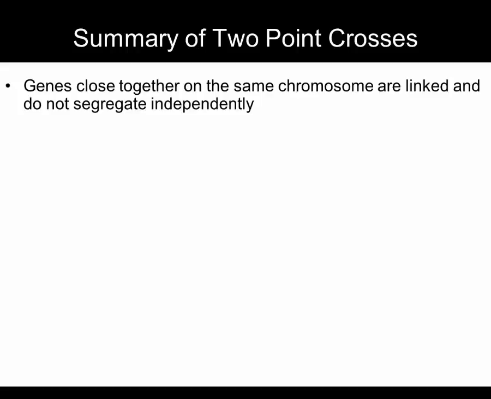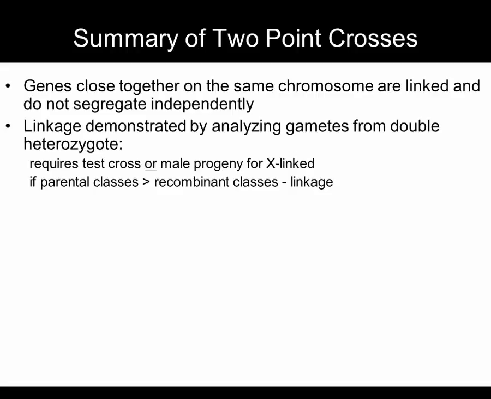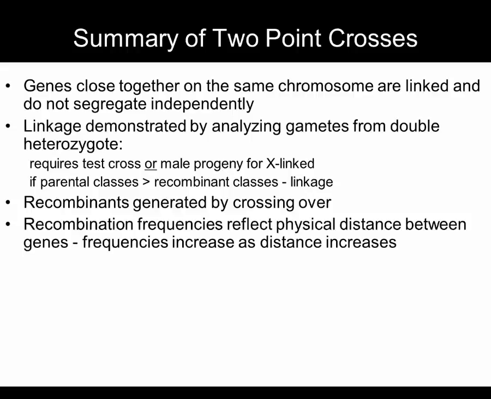Let's start by summarizing what we learned last time about two-point crosses. Genes close together on the same chromosome are linked and do not show independent assortment. We can see this when we analyze the progeny of an informative cross with the double heterozygote. The only reason we can see recombinance at all with genes in the same chromosome is due to crossing over between the genes. Given that recombination frequency increases with the distance between genes, we can use these frequencies to roughly say how far apart the genes are.